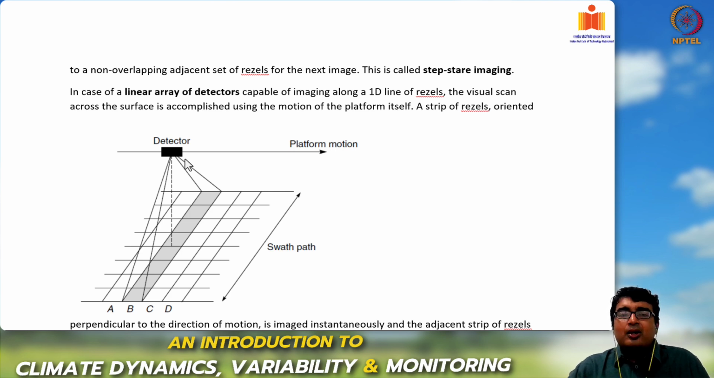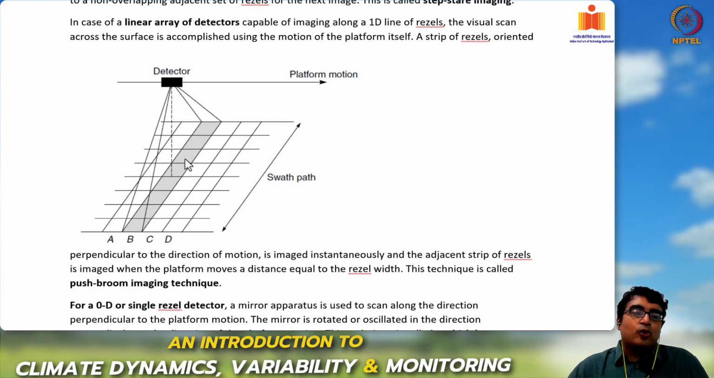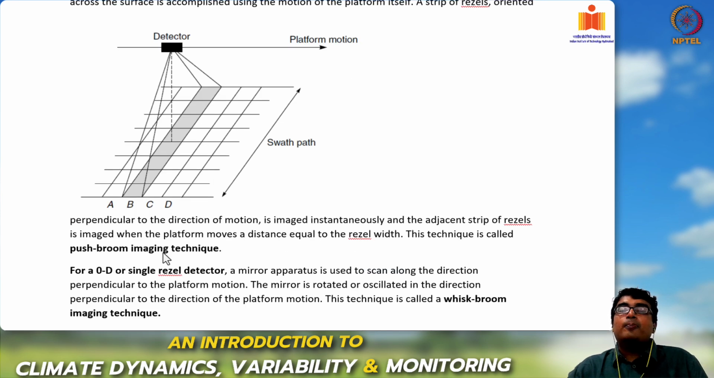In this case, the platform motion is used to cover the entire 2D surface area. At a given time t, the detector is mapping a given column of results for a certain time interval delta t, and then once the detector moves a certain distance away so that its nadir point is over the next set of results, the control switches so that the detector covers the next column of results, and this way the entire distance is covered. This system is called a push-broom imaging technique.